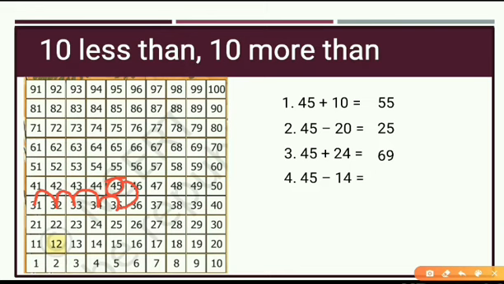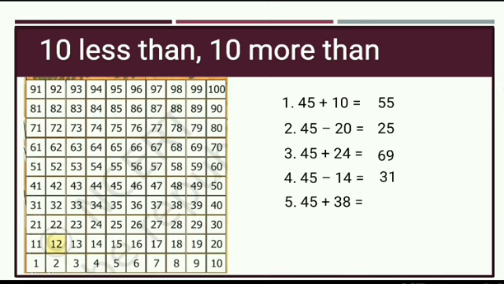Again children, 45 minus 14. First we are going to subtract the 10. That is, from 45 you come one step down, reach 35. Then we are going to subtract 4 more. We will go backward, go back 4 places. So we will go back and reach at 31. So the answer for this will be 31.